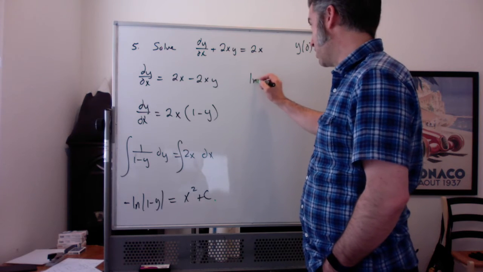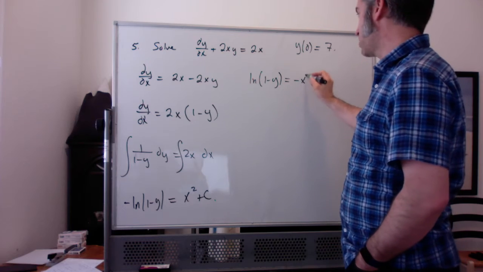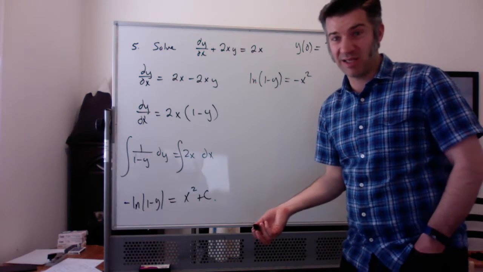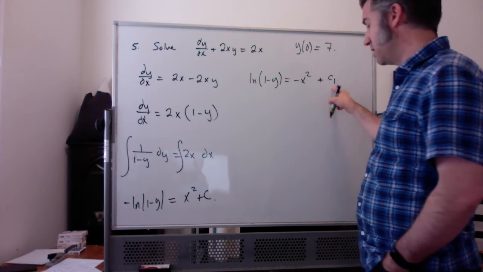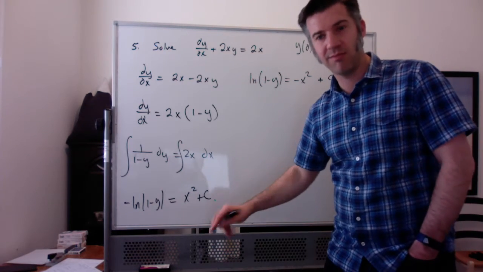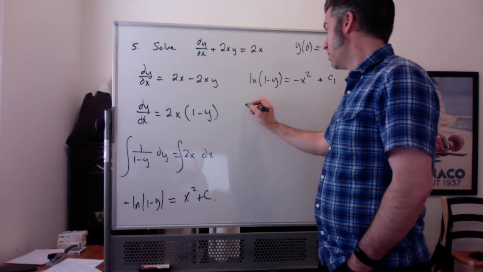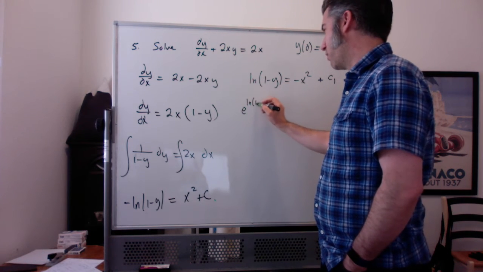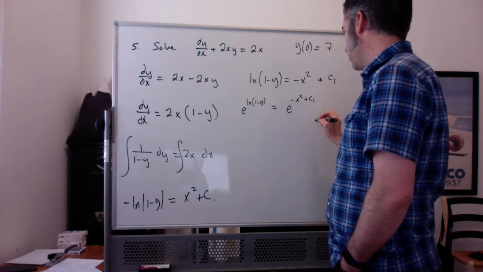So we have the natural log of 1 minus y equal to negative x squared. You could say minus c. I'm going to say plus c. Or if you want, I'll say plus c1 to indicate that this c1 is different than that c. But essentially, right, the negatives. Then we're going to exponentiate both sides. So e to the natural log of 1 minus y equals e to the negative x squared plus c1.